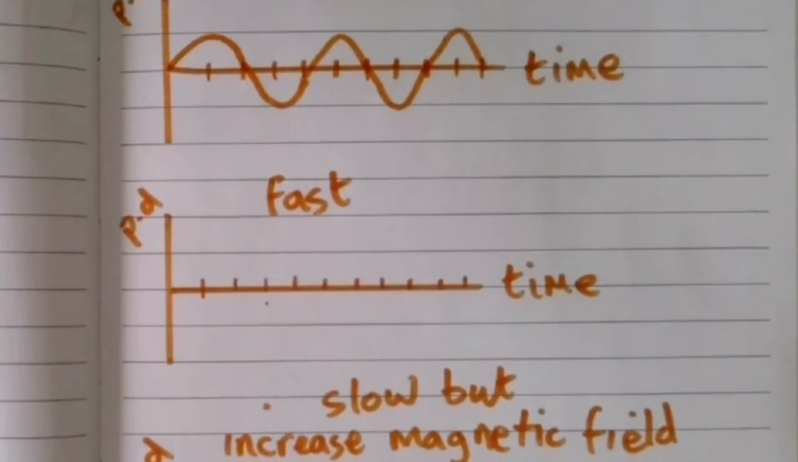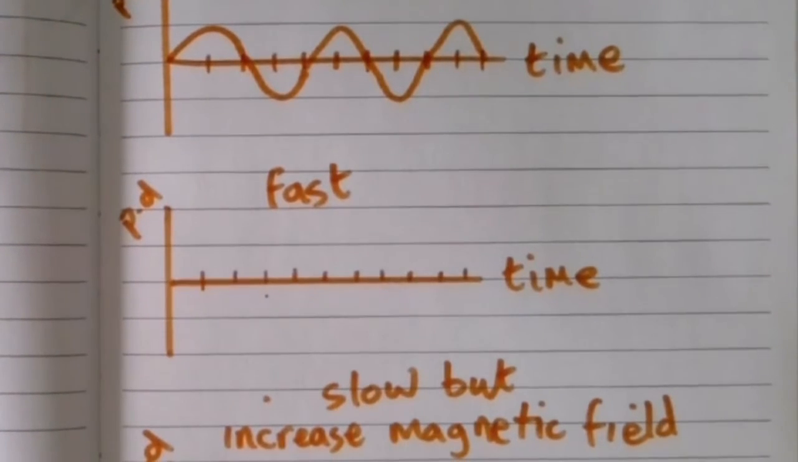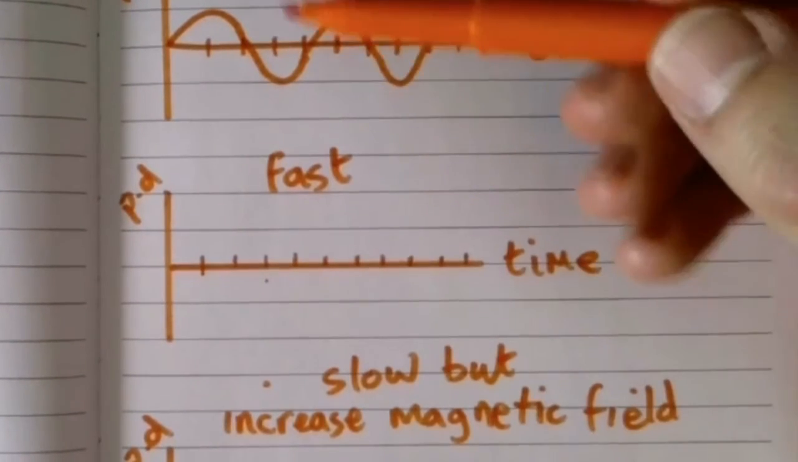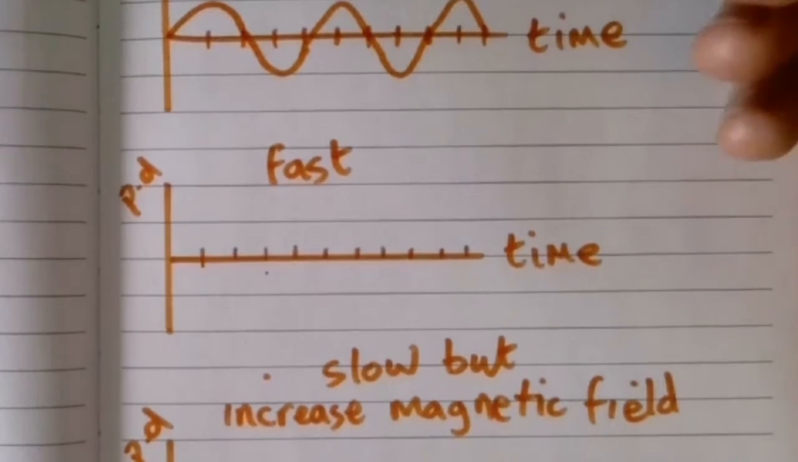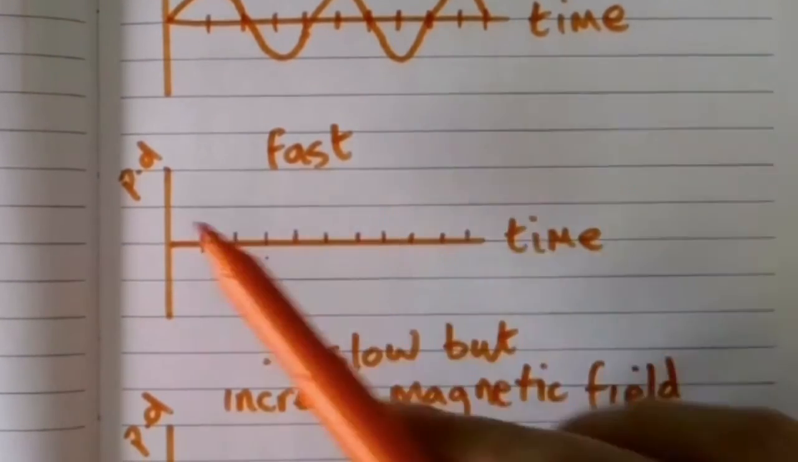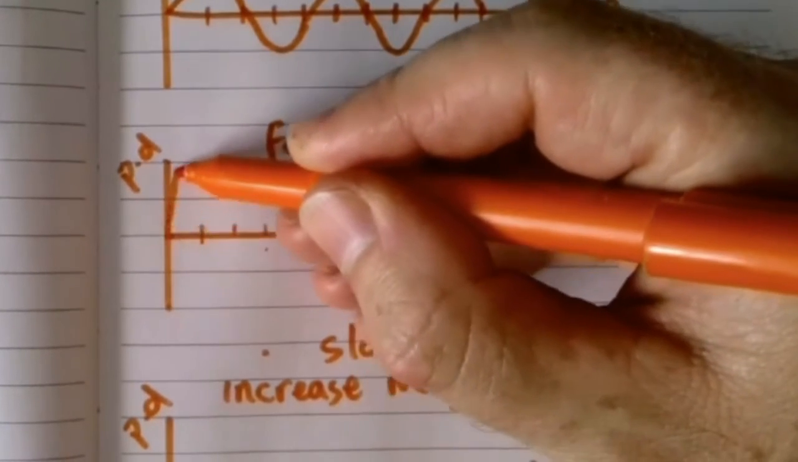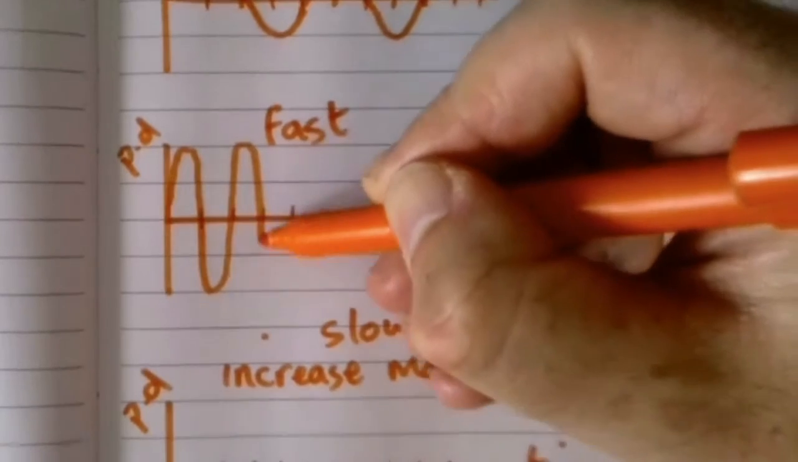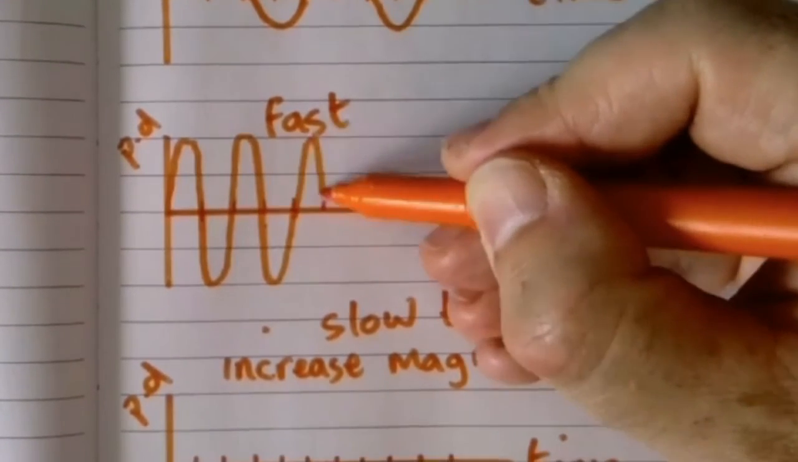If it's moving fast, then that would mean that it is going to have a smaller time period, so it's going to have a higher frequency. But if it's moving faster, it's also inducing more potential difference. So we might have something that looks like this.